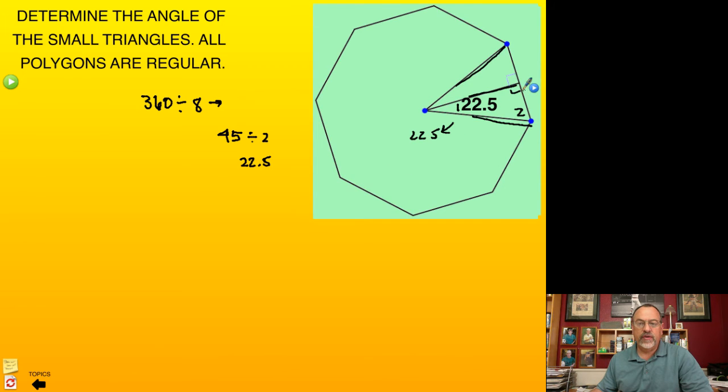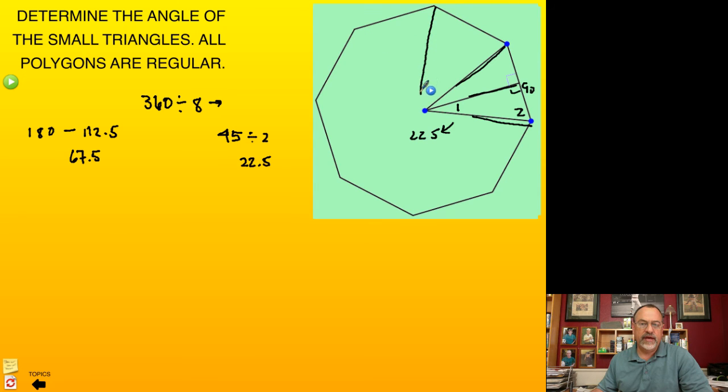I know that this is drawn perpendicular, so I know that that one's a 90. So I can figure out this angle here by doing 90 plus 22.5 and subtracting that from 180, and that will give me the measure of this angle here. So 90 and 22.5 is 112.5. If I subtract that from 180, that's going to give me the measure of angle 2. So that's going to give me a measure of 67.5. So I can figure out the measure of the angles by doing 360 divided by 8.